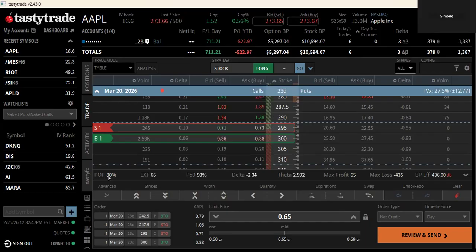So that you get a 15% return if this trade expires worthless. So 15% in less than a month, 23 days, that's pretty good. That is good. However, when I do credit spreads and do this trade, I don't do it on Apple because here's why.